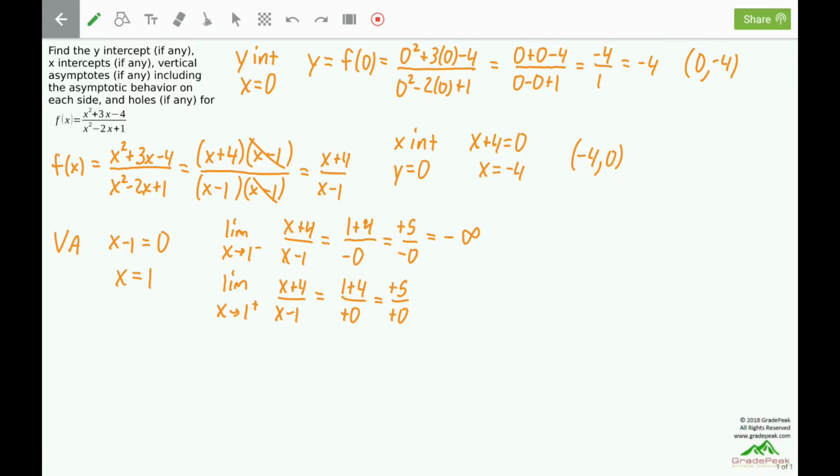The 5 is positive. Positive over positive is positive. Non-zero over 0 is an infinity. And there's the asymptotic behavior on each side of the x equals 1 vertical asymptote.